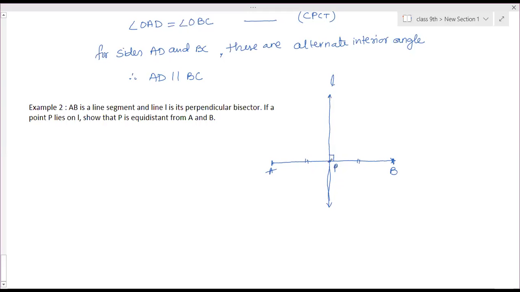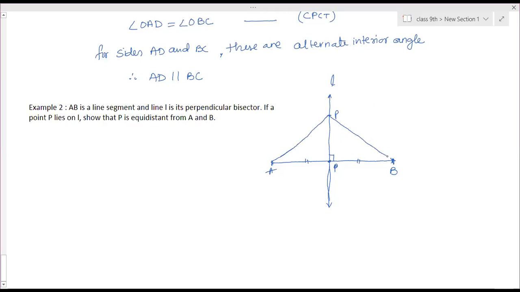No, P can lie anywhere on the line. It is not told to be in between A and B. Suppose here. Then show that P is equidistant from A and B. Anywhere on this line, P is present on the upper side or the lower side. We have to show that P is at equal distance from A and from B.